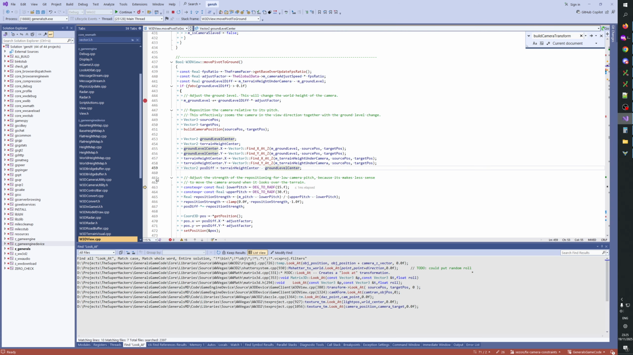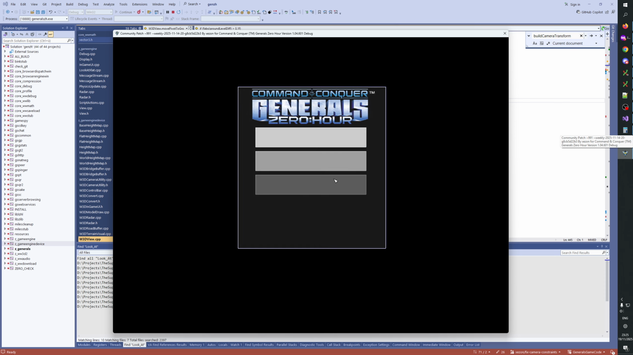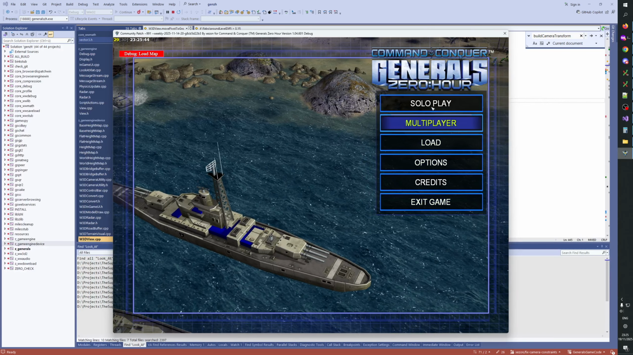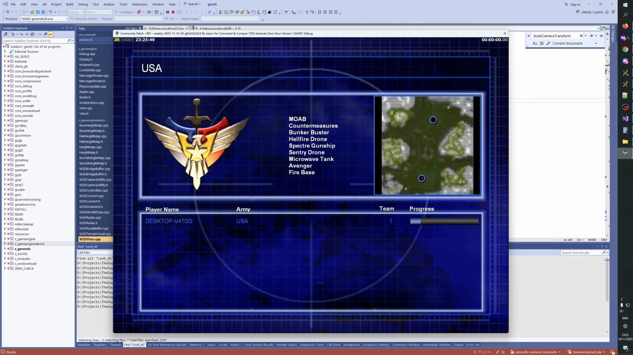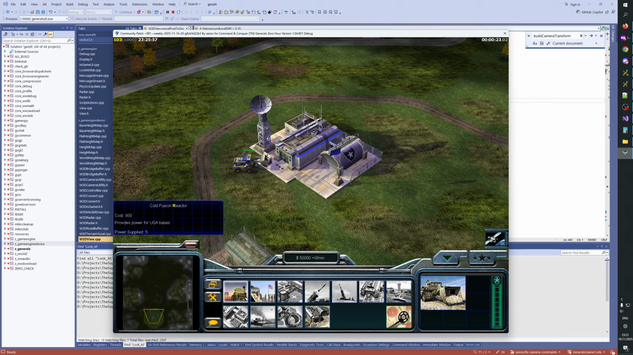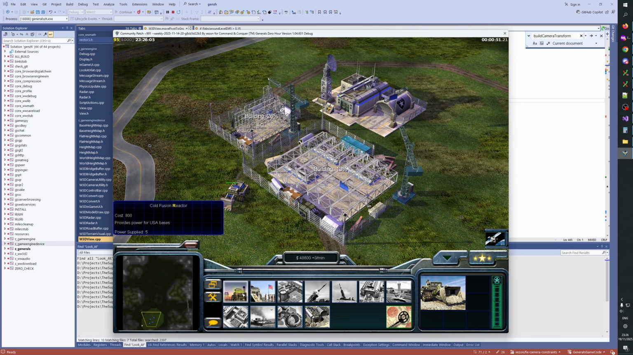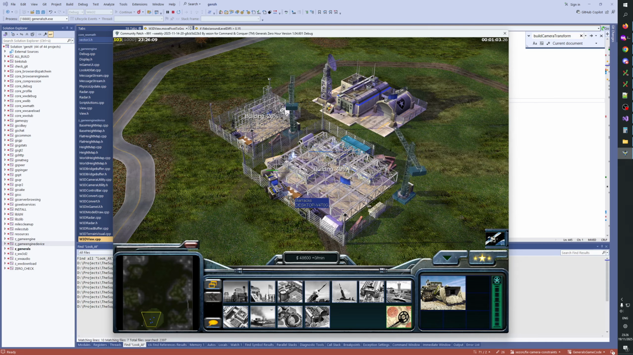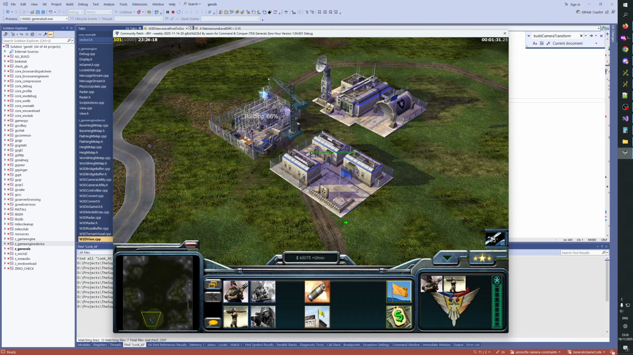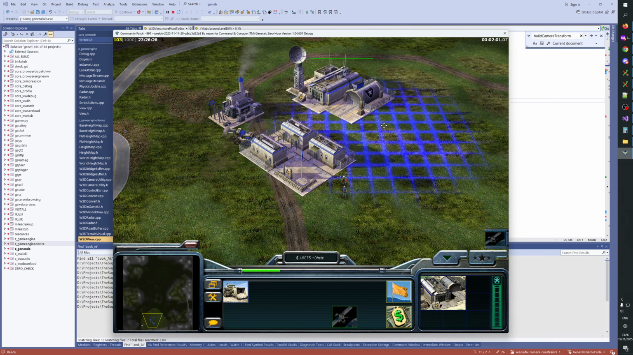Is that true? Hotkey doesn't work? Let's see. Works. Yeah. Works.